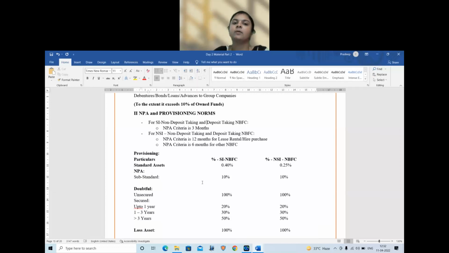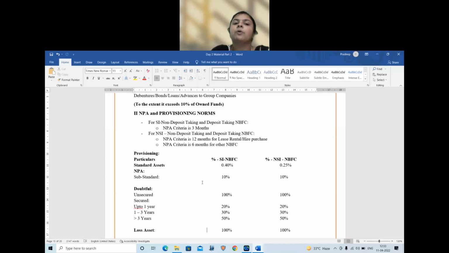I'm repeating the NPA norms. If it is systemically important, 3 months of overdue shall be considered. If the overdues are more than 3 months, then it is classified as NPA. Whereas if it is non-systemically important and it is a hire purchase or lease rental company, like companies giving goods on hire purchase or lease, I can wait up to 12 months to collect the overdues. If no dues are received within 12 months, it will be classified as NPA. For other NBFCs, if no dues are received within 6 months, it will be classified as NPA. Whether it is systemically important or not will be given in the question. So far, they have not asked you to find that out.